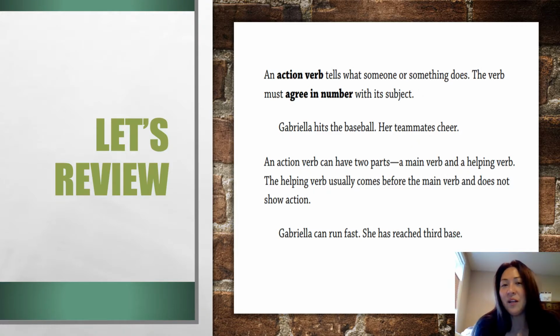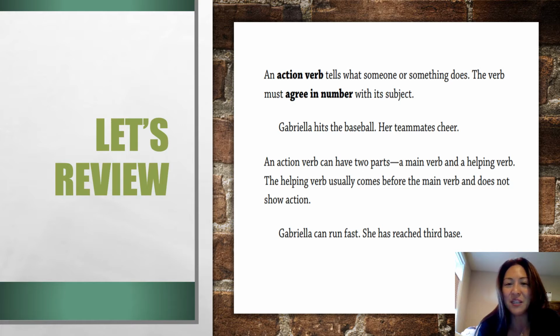We're going to review all about verbs right now, and then we'll move on to something else next week that's really exciting to learn about grammar. We talked about action verbs, and that's what tells what someone or something does. It shows the action. The verb has to agree with the number in its subject. So for example, if I show you right here, I find my pen right real quick.